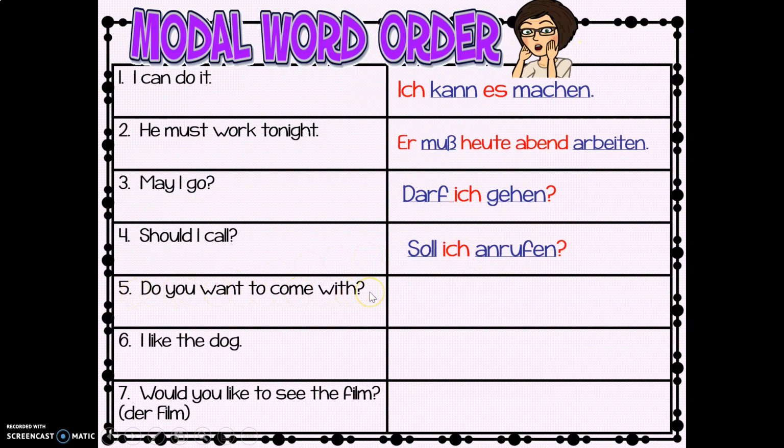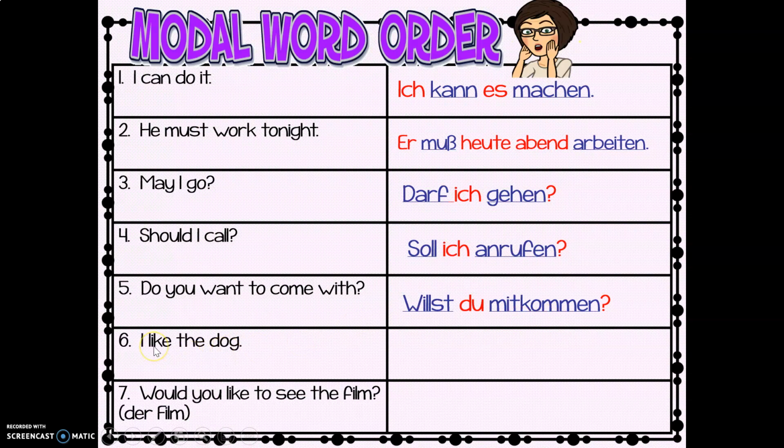Do you want to come with? This is a question without a question word. Look at all these verbs in English: do, want, and to come with. We're going to get rid of this do, and we're going to put the modal in the first position because it is a question without a question word. Willst du mitkommen? Another separable prefix verb that will not be separated because it must be in the infinitive form.